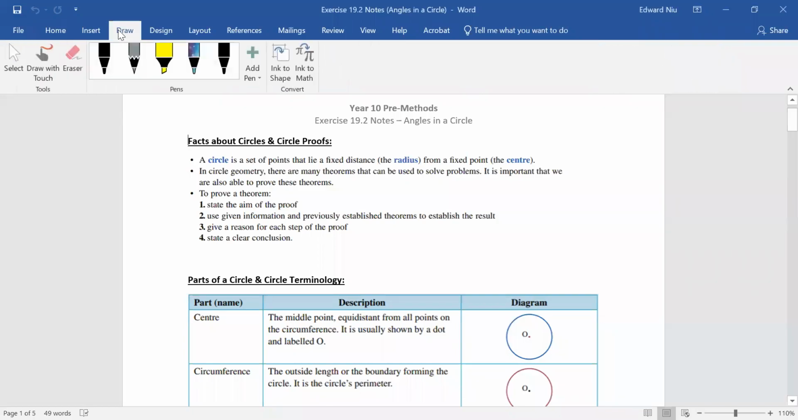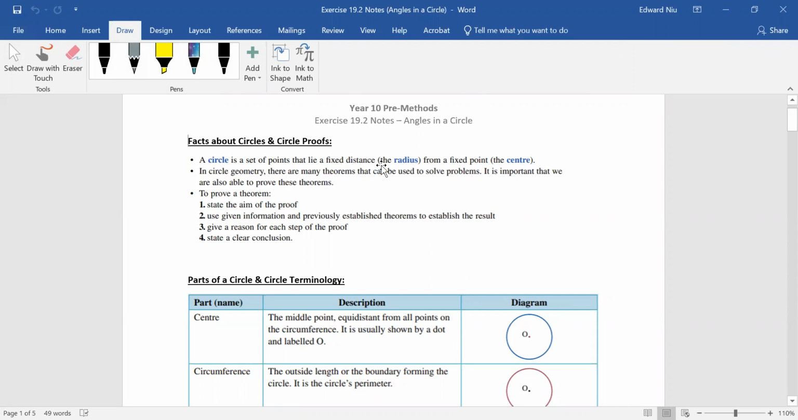Hey, you tens. Welcome to exercise 19.2, where we begin circle theorems. And we take a look at all the key terminologies when we look at circle geometry and also the key proofs. So firstly, a circle is a set of points that lie a fixed distance from the center, which is what we label with O.